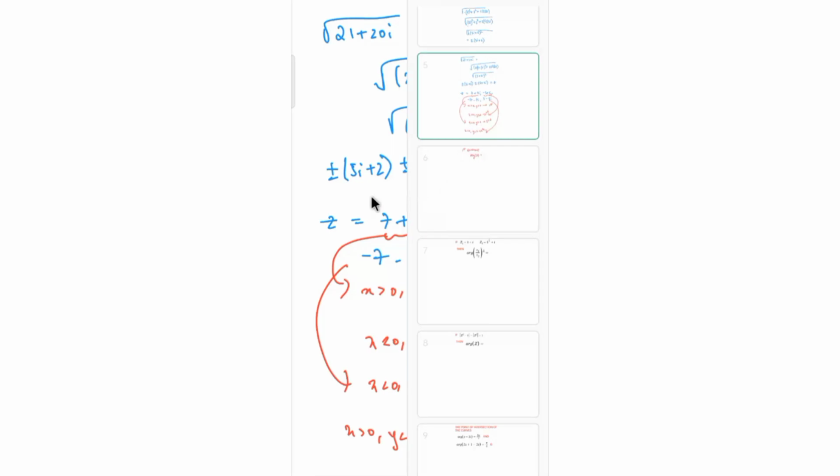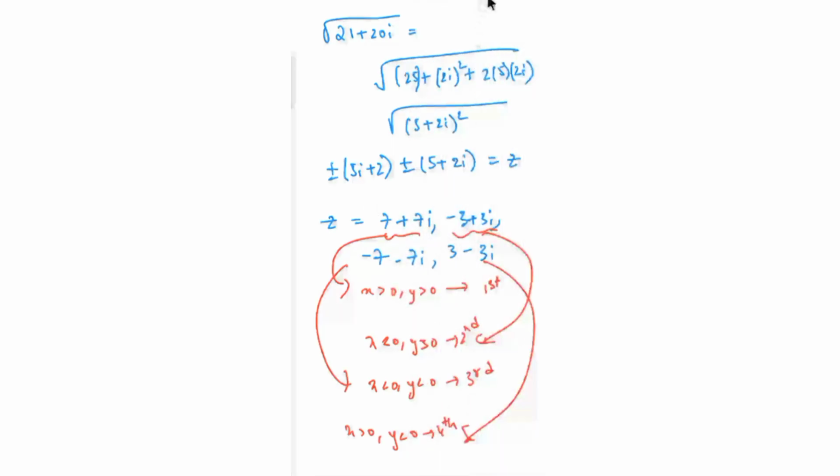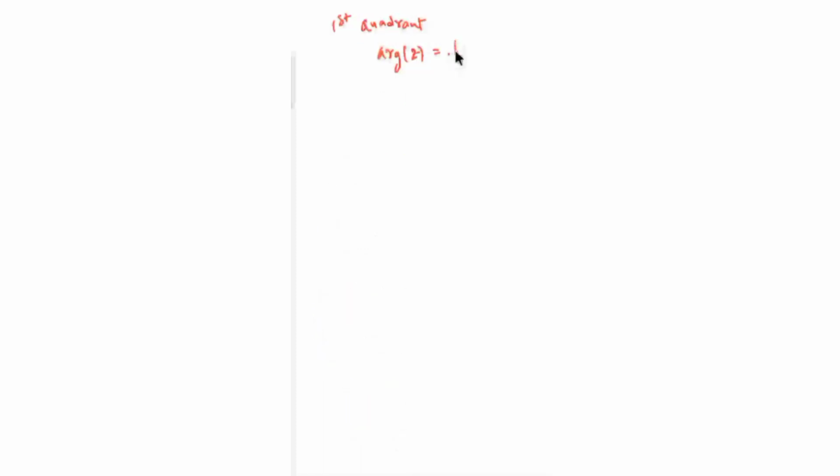So I'll just write those things here. For the first quadrant we can directly write argument of z is equal to tan inverse of 7 by 7, because this is the first quadrant term, 7 plus 7i. So it is tan inverse of 7 by 7, which is equal to 1.